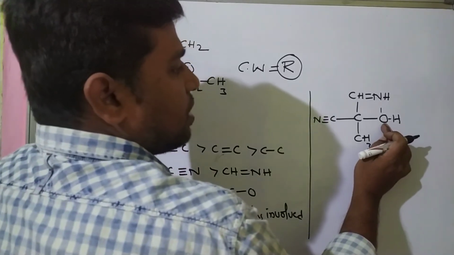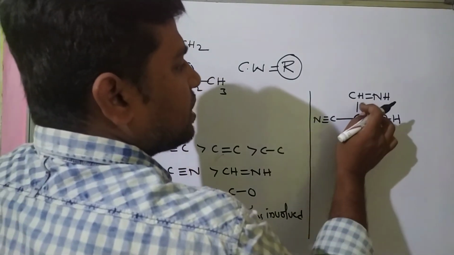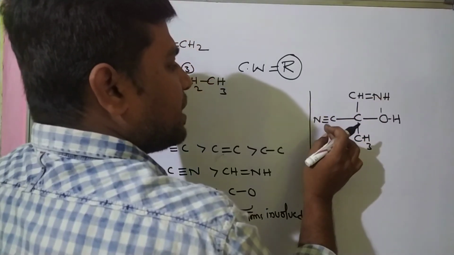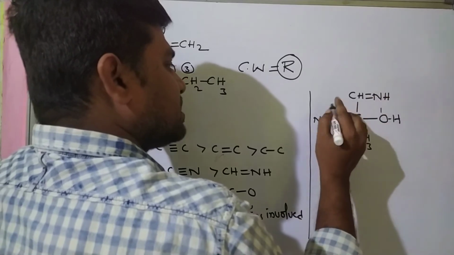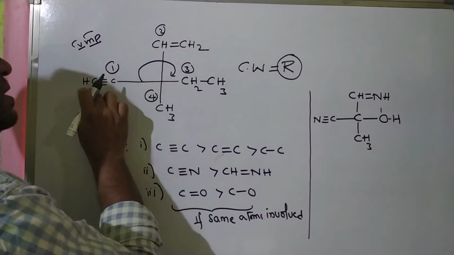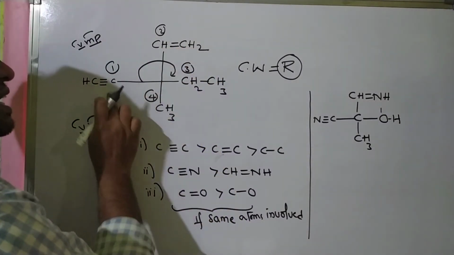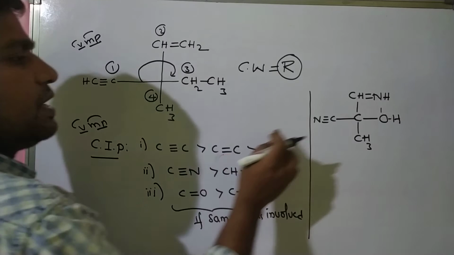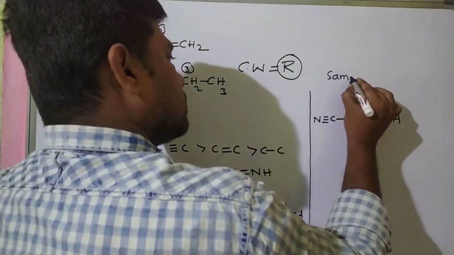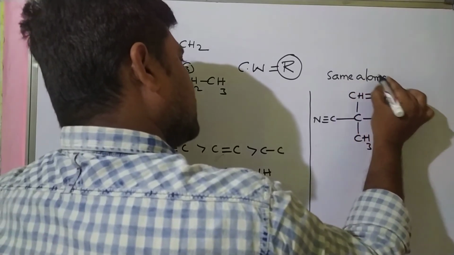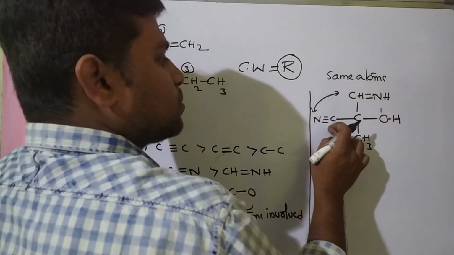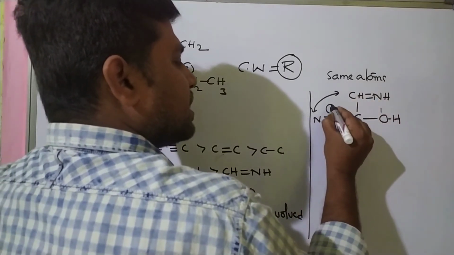So oxygen. Now here, CH double bond NH and C triple bond N mean the same atoms are involved. In this case, these two atoms are the same atoms. Okay, students, here also the same atoms, carbon, carbon, carbon, carbon. So triple bond is greater than double bond. Here also the same atoms are involved. Here the same atoms. In these two groups the same atoms are involved, so this will get first priority.